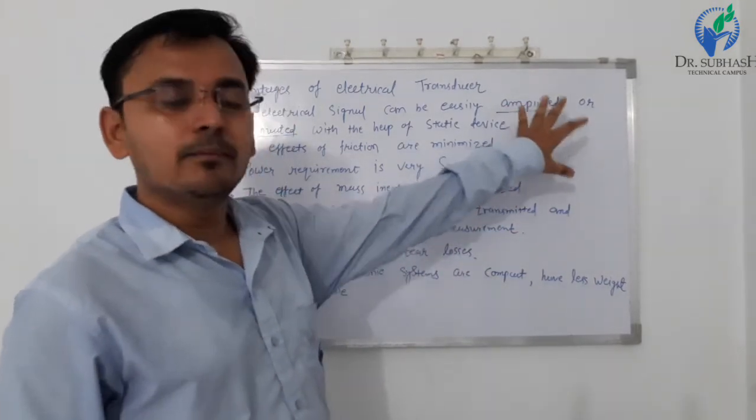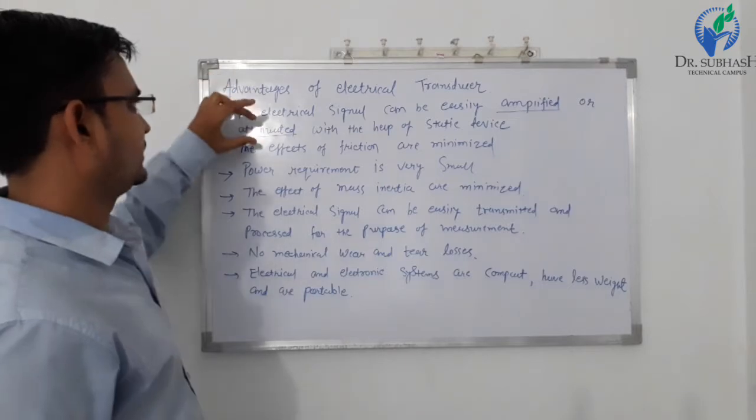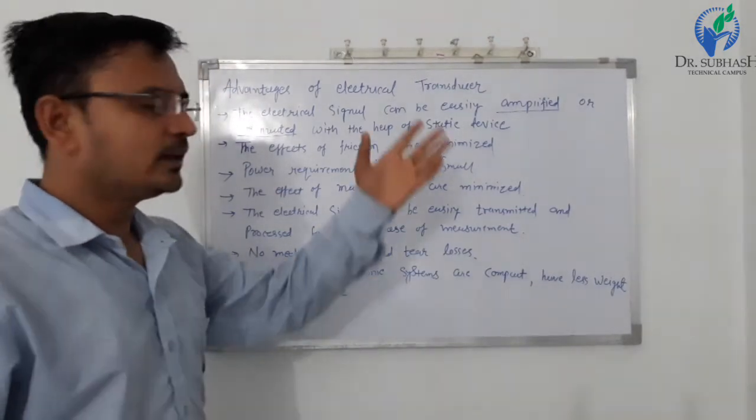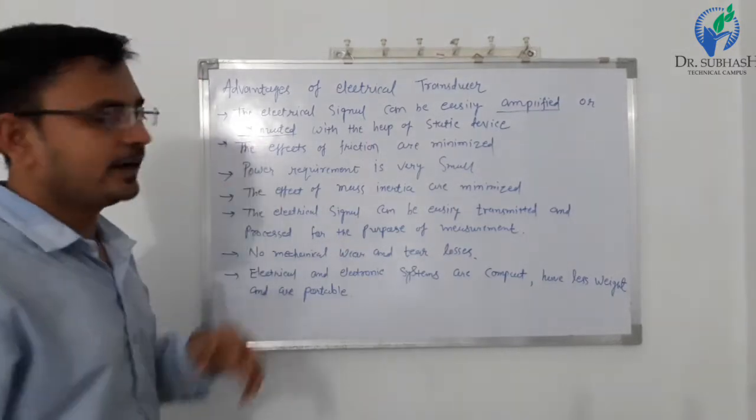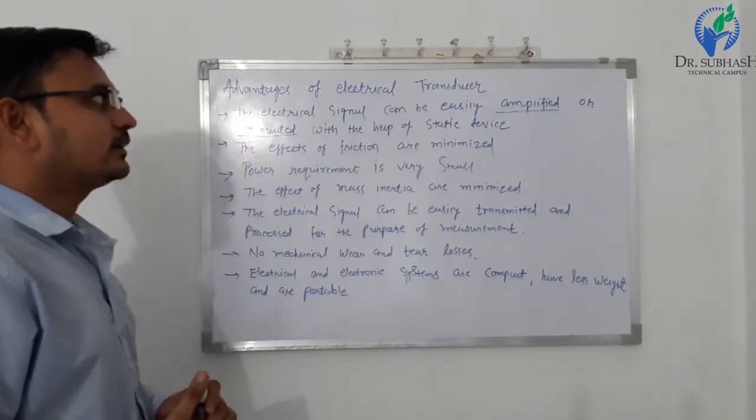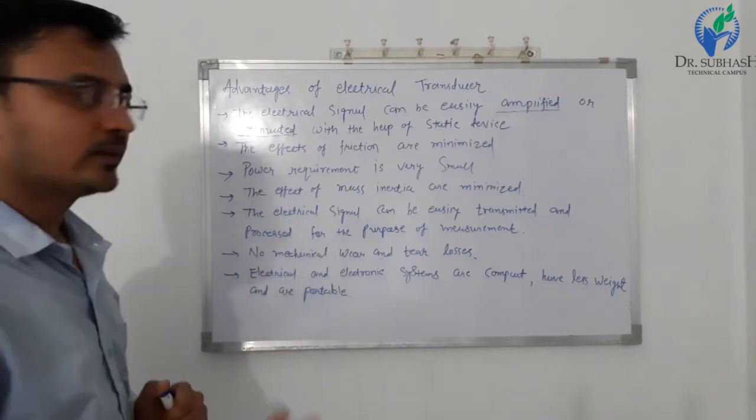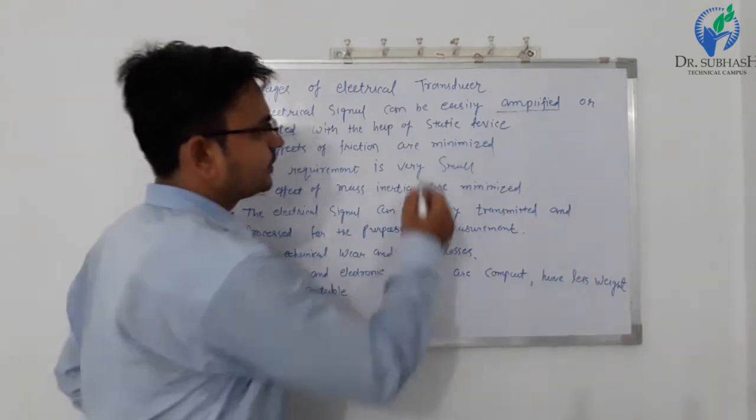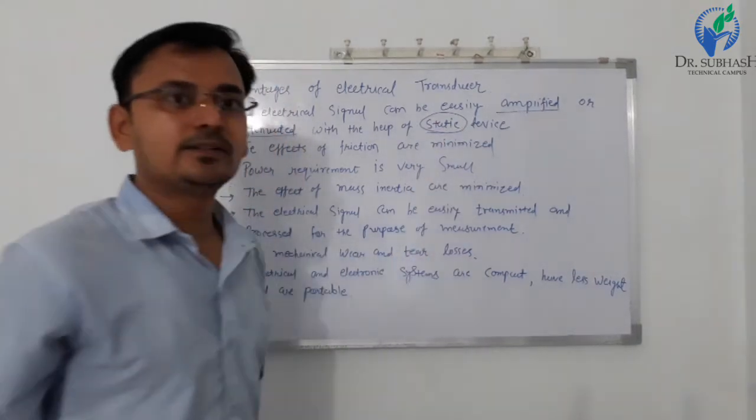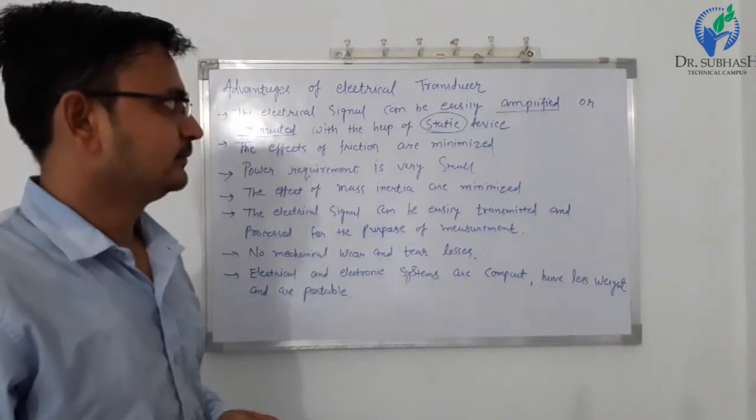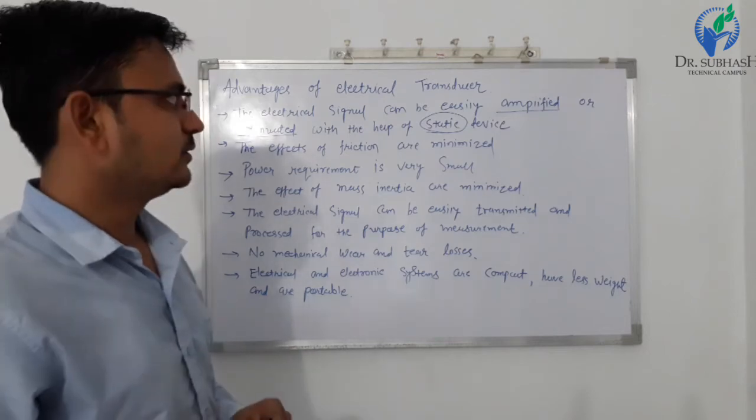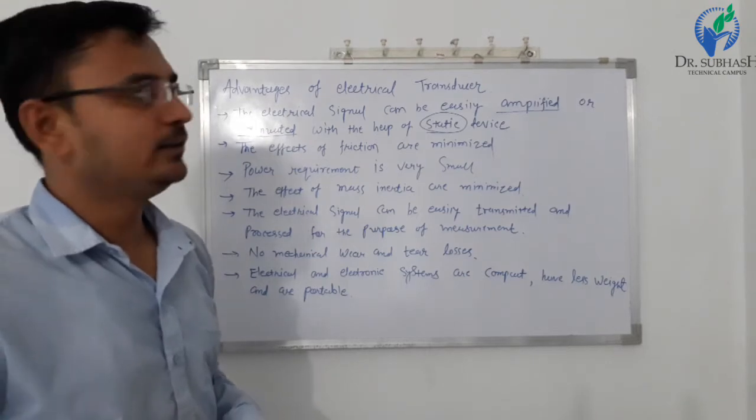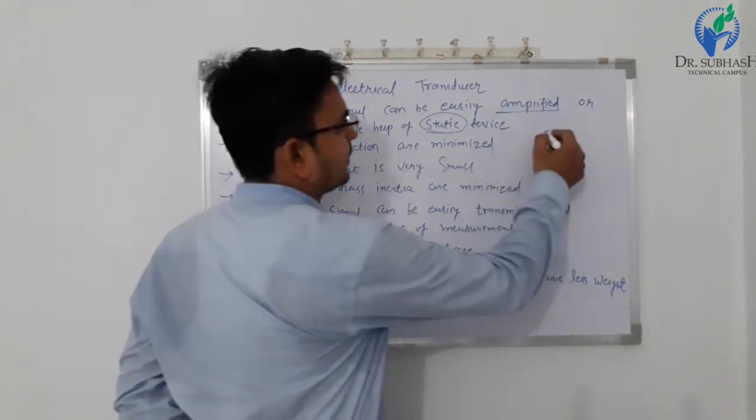So we can easily amplify any signal, or attenuate it. Attenuation means reducing the signal. It is the reverse of amplification and is known as attenuation. So an electrical signal can be easily amplified or attenuated with the help of a static device. Now what is the meaning of static device? Static means there are no moving parts. It is stationary. So using a static device for amplification and attenuation, losses are minimized.